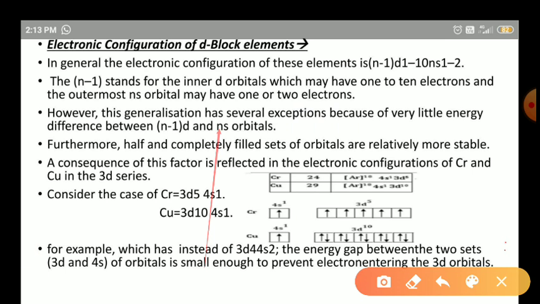And in the general electronic configuration, there are several exceptions. Half filled and completely filled sets are relatively more stable. The two exceptions are copper and chromium. Chromium, atomic number 24, has the electronic configuration argon 18, 4s1 3d5.